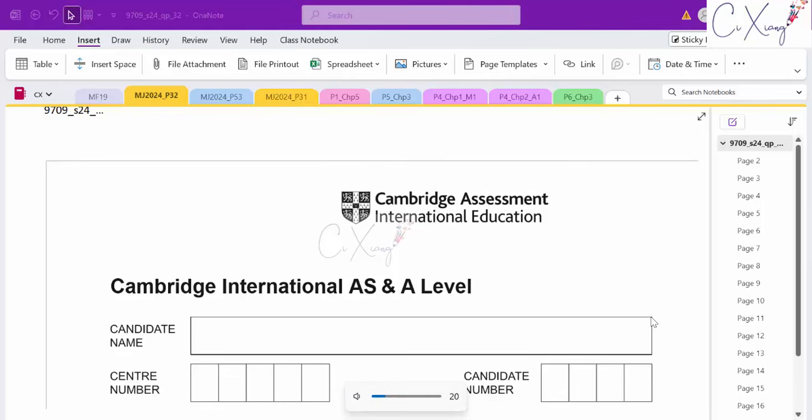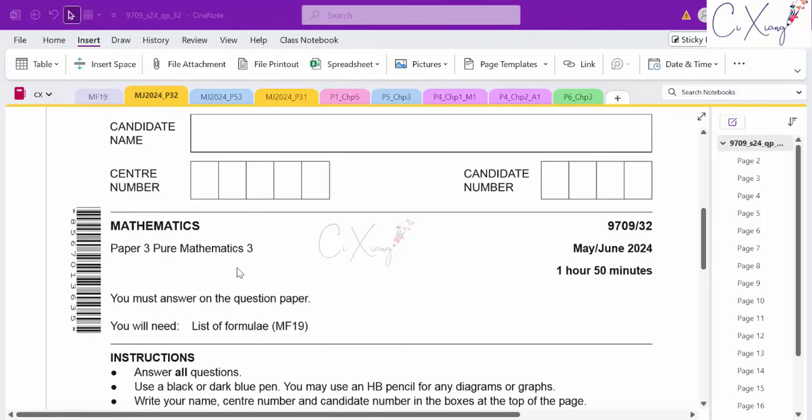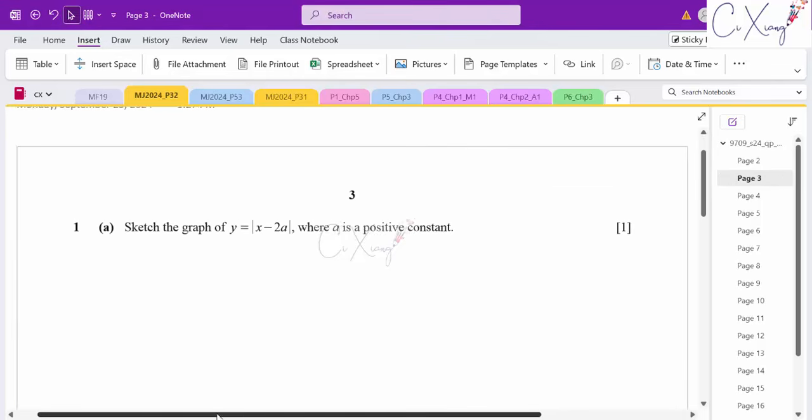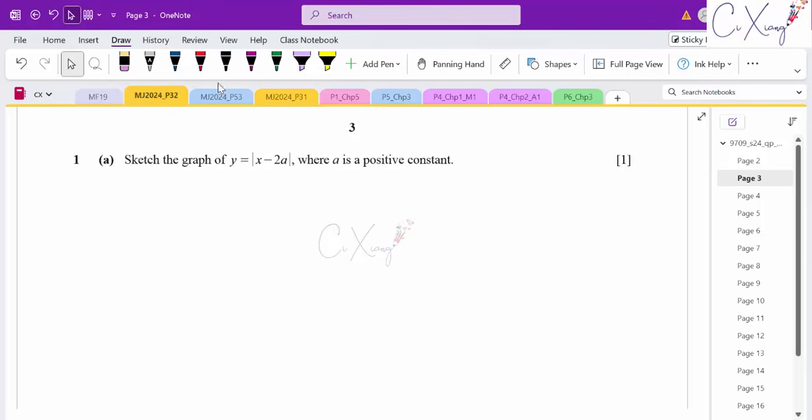Okay, so this video will be discussing paper 3 for Pure Mathematics 3, May/June 2024, paper 3-2. So let's start with question number 1. They want us to sketch the graph of this, modulus x minus 2a, where a is a positive constant.